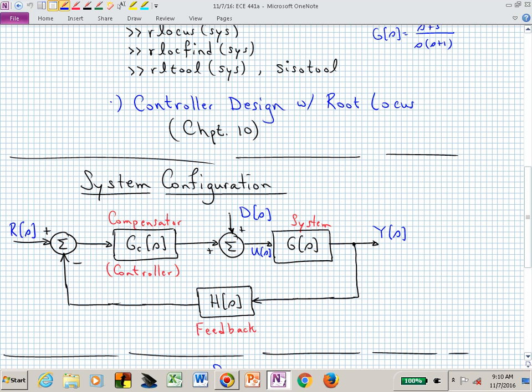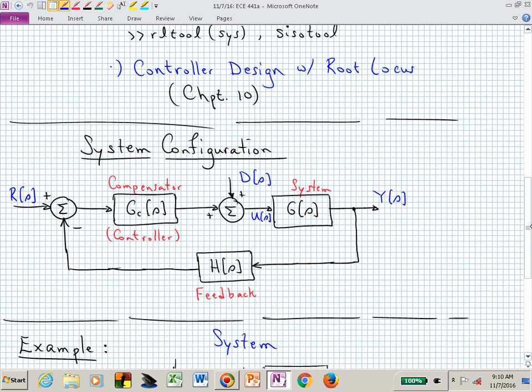This is the system configuration, and in most of this class we will have h of s equal to 1. We simply have negative unity output feedback, but what we are concentrating on now is designing this compensator g sub c of s to change our behavior, whether that's transient performance or steady state accuracy. We may have a combination, and that's what the PID controller will allow us to do, is actually influence transient behavior and steady state accuracy, because it plops a pole at the origin.